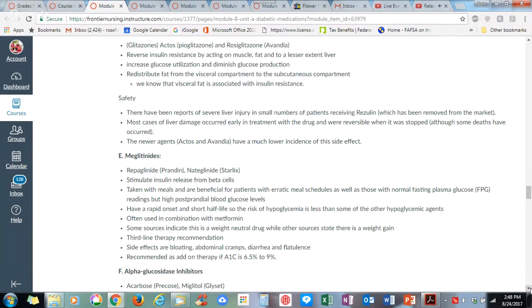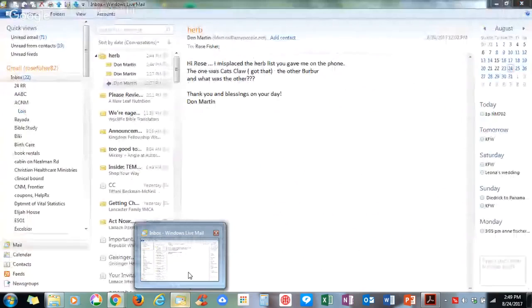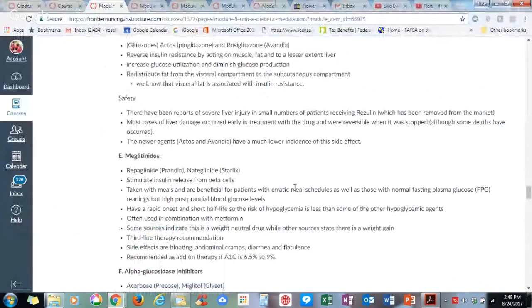There have been reports of severe liver injury in small numbers of patients receiving Rezulin, which has been removed from the market. Most cases of liver damage occurred early in treatment with the drug and were reversible when it was stopped, although some deaths have occurred. The newer agents, Actos and Avandia, have a much lower incidence of this side effect. Meglitinides.